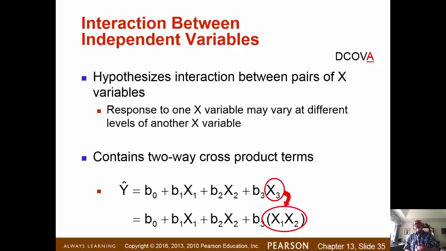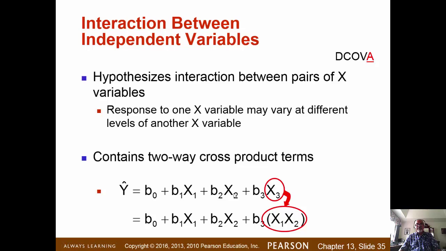The last topic in this chapter is considering interaction between independent variables. If you have more than one independent variable, you can possibly consider how two variables interact to produce an effect on the dependent variable y. So here we have two variables, x sub 1 and x sub 2.